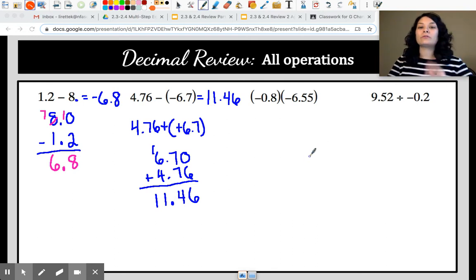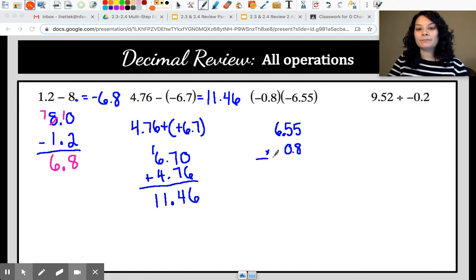Multiplication and division is a little different in that you don't really need to worry about the decimal points. You just kind of ignore them and stack the numbers as if they're integers. So when I'm looking at this, I'm looking at it as if it's just negative 8 times negative 655. Well, if I stacked them like this, and I am going to include my decimal here, but I'm looking at it as if it doesn't have one. If I stack them, the 6.55 or 655 would go up top, and then the 0.8 would go on the bottom. So when you're multiplying, you don't align the decimal points.